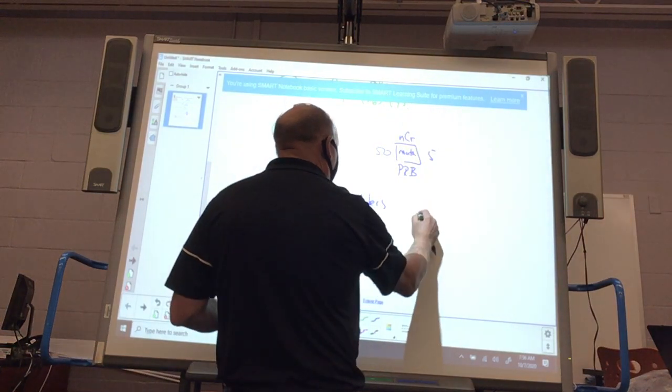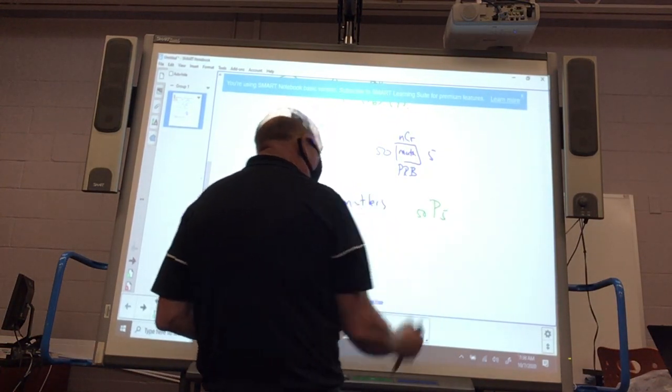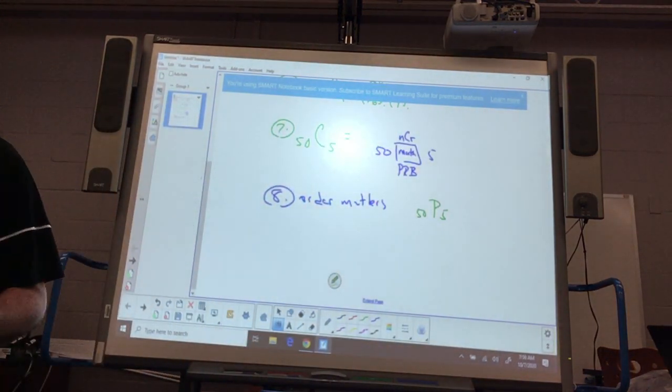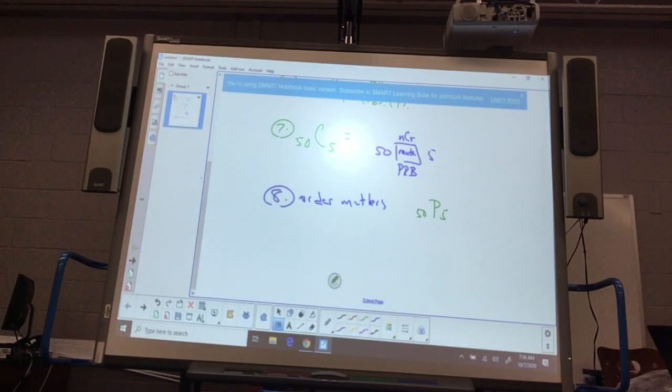So once again, we have 50, but now we're picking 5 out of the 50. So should they get 254,251,200? Down at the bottom, 9 and 10. Has nothing to do with combination permutations, but it's still counting.